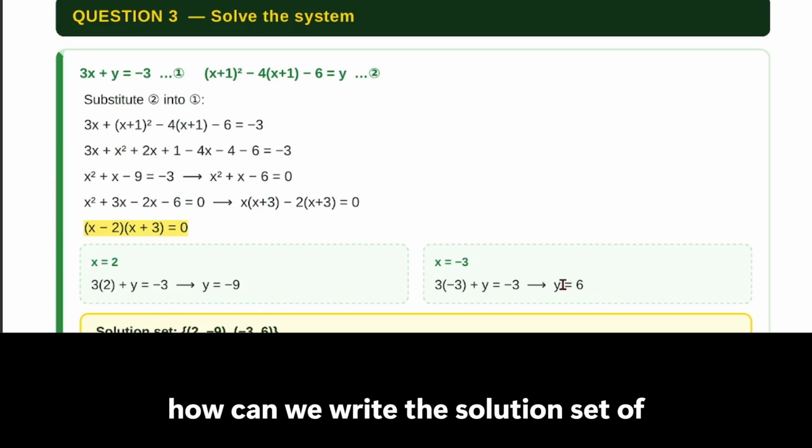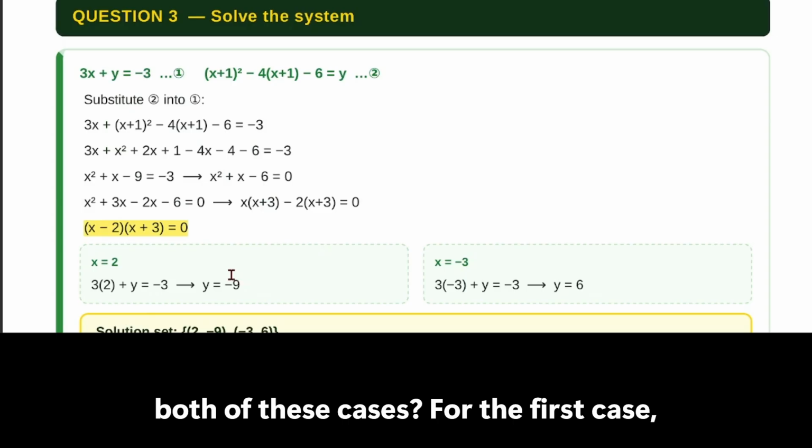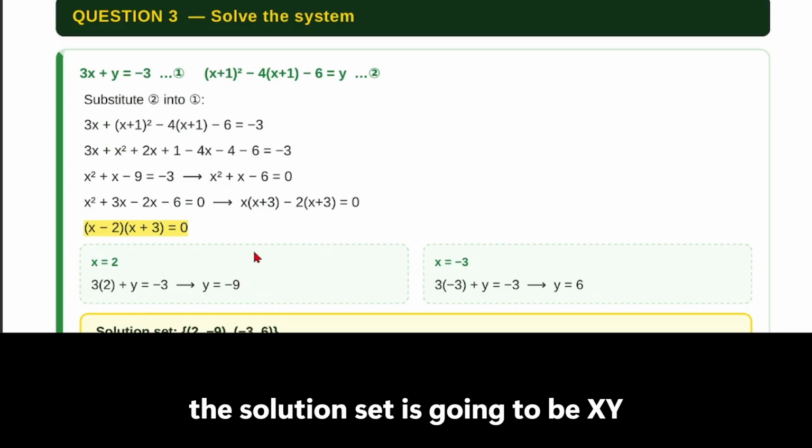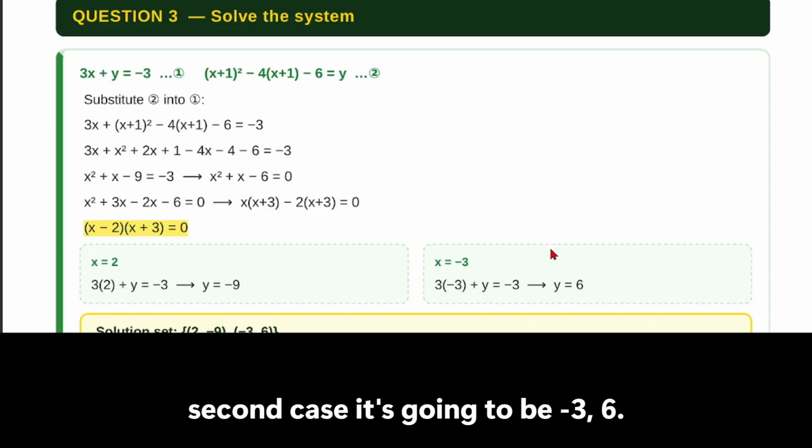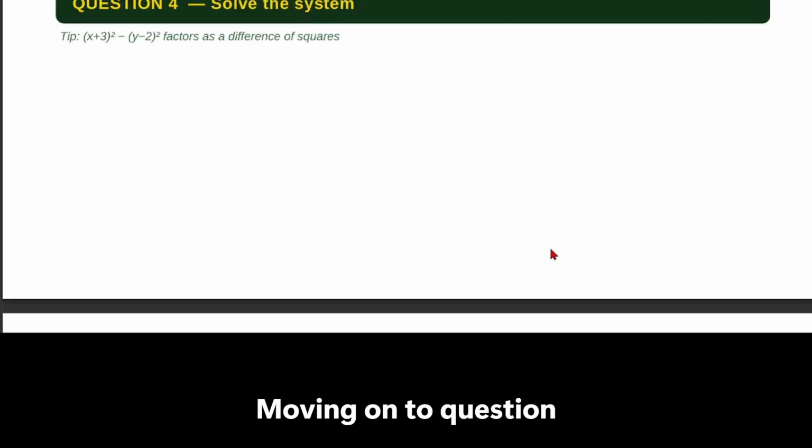Now how can we write the solution set of both of these cases? For the first case, the solution set is going to be x comma y is equal to 2 comma negative 9, and for the second case, it's going to be negative 3 comma 6. Moving on to question number 4.